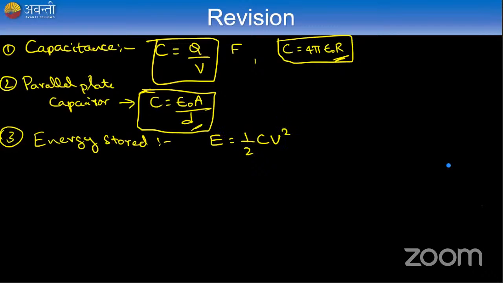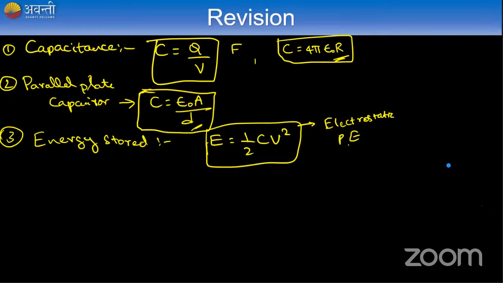Which type of energy is this? Which type of energy is stored here? Electrostatic potential energy. Electrostatic potential energy was stored in between the plates. Next, what were the other two representations? One representation is half CV square. One more is half times Q into V. The other is U equals half Q square by C. So these were the three representations of the same equation.